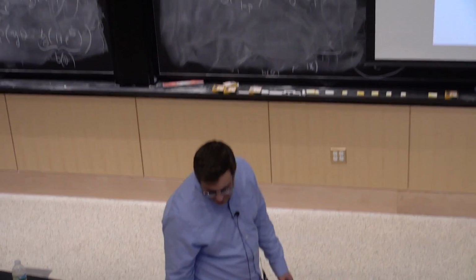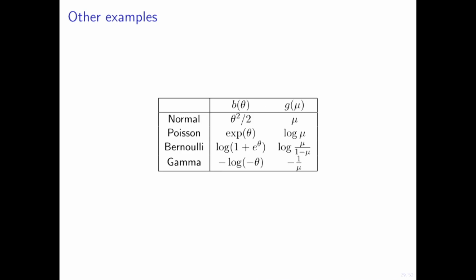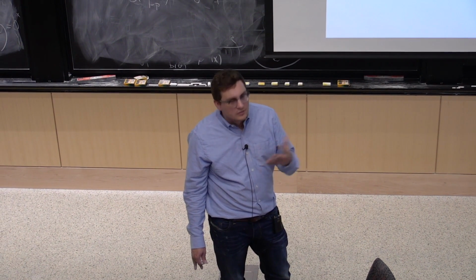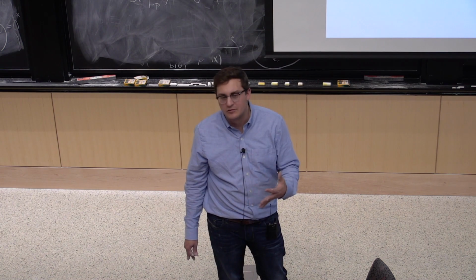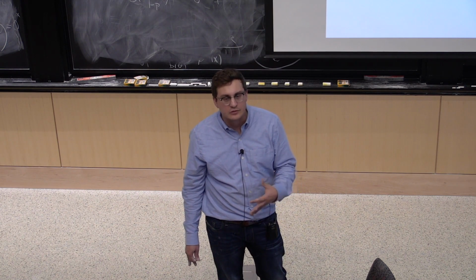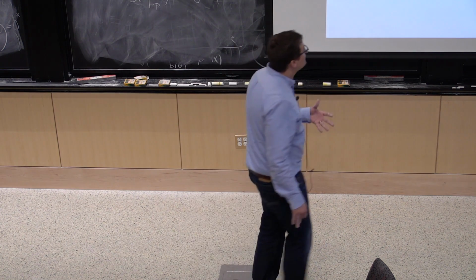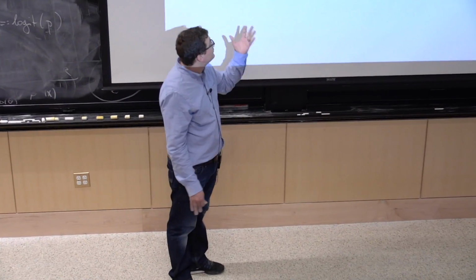OK, so you can do that for a bunch of examples. And this is what they're going to give you. So in the Gaussian case, b of theta, we've actually computed it once. This is theta squared over 2. So the derivative of this thing is really just theta, which means that g or g inverse is equal to the identity. And again, sanity check: when I'm in the Gaussian case, there's nothing general about generalized linear models. They don't have a link. The Poisson case, you can actually check.